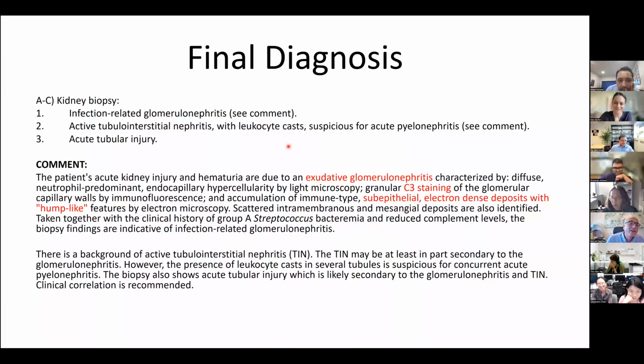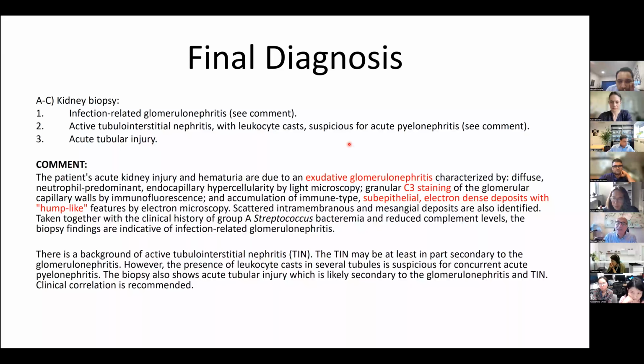So the final diagnosis was infection-related glomerulonephritis, but we also have an active tubulointerstitial nephritis with leukocyte casts, especially neutrophilic casts, which raise suspicion for acute pyelo. Why raising suspicion for acute pyelo and not diagnostic for acute pyelo? Because of the difference that you could appreciate comparing this with the prior case that Ram showed.